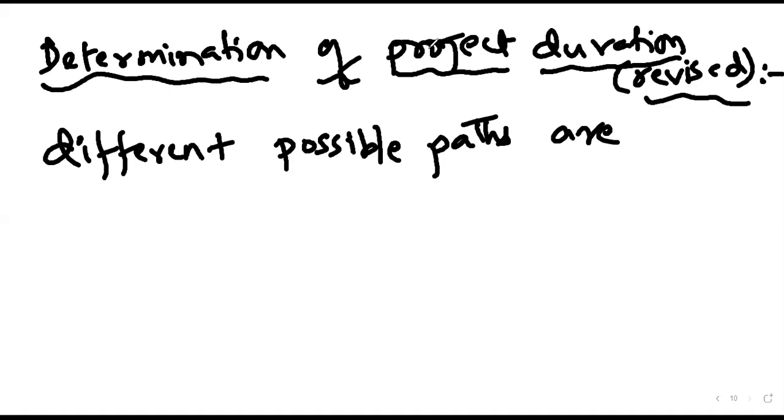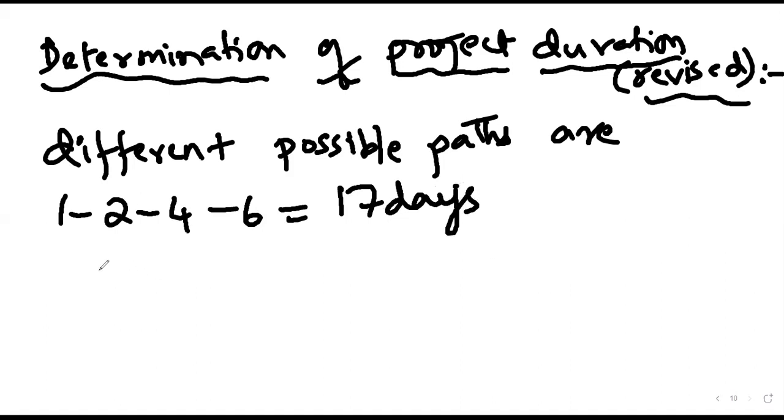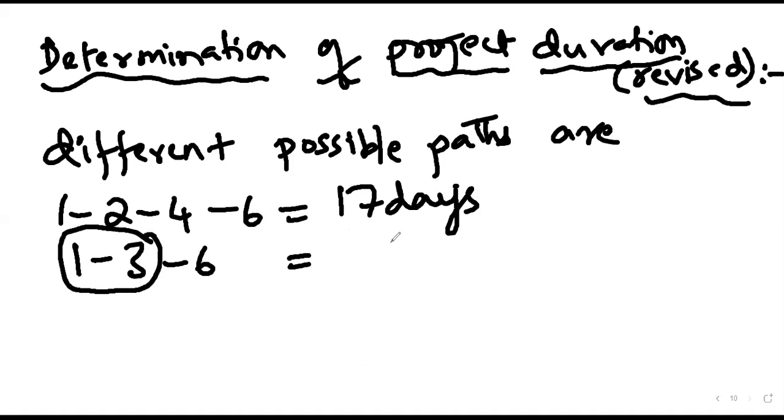One, two, four, six. And what is the path duration? 17 days. 1-3-6. 20 days. It was 20 days previously. Now 1 dash 3 is 16 days. Now this 1 dash 3 is reduced only by 3 days, right? So it will be 17 itself. Is it right? Yes, sir. 5 plus 2, it is 17 days.